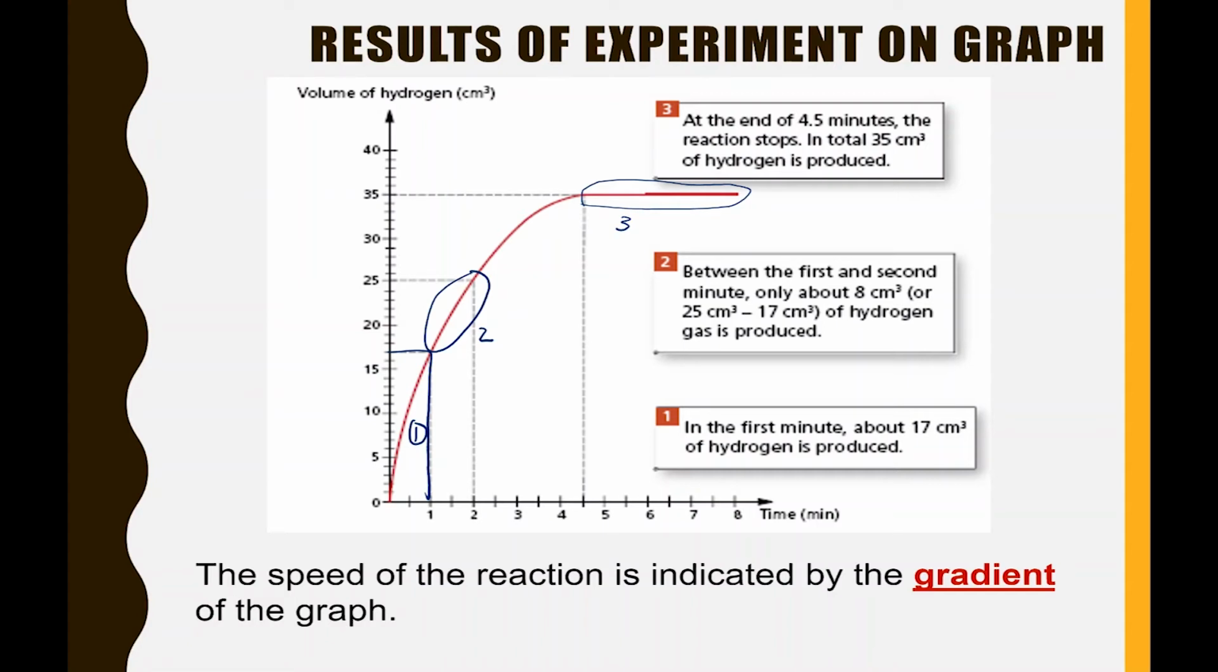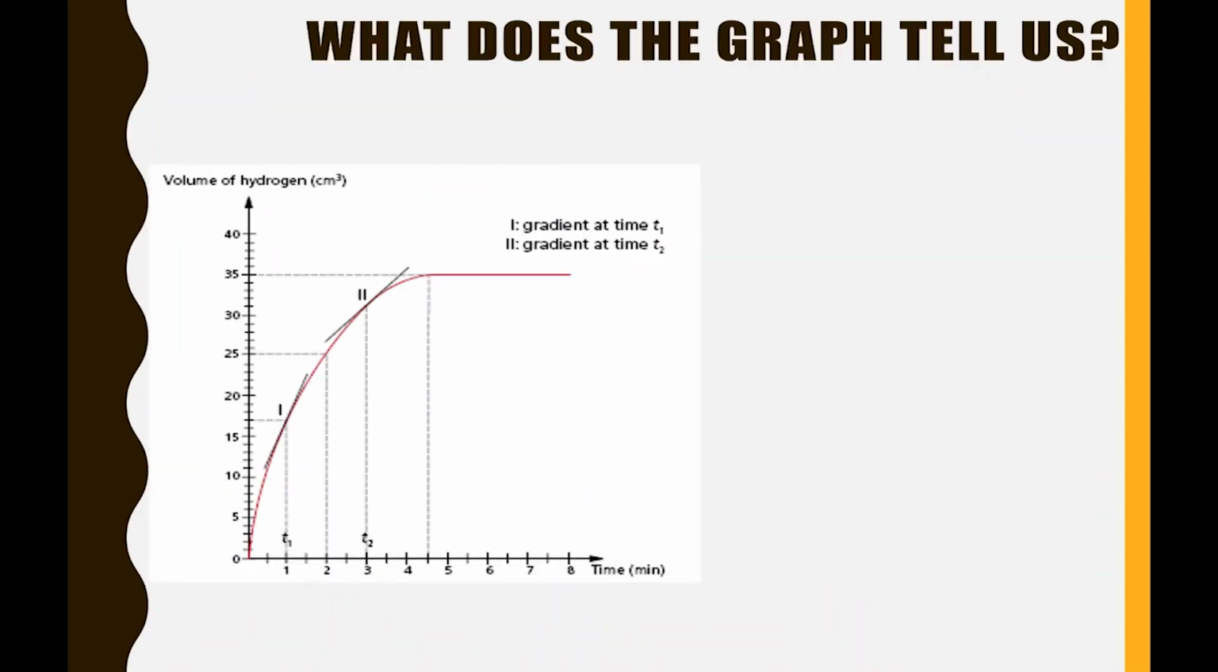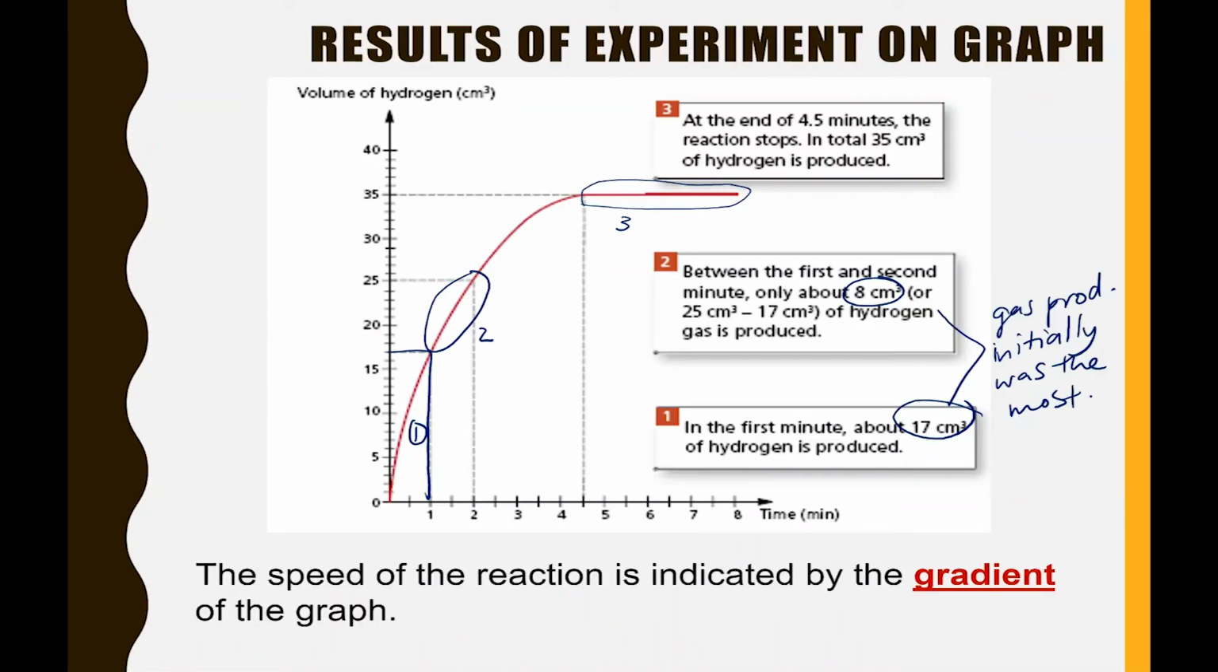In the first minute, about 17 cm³ of hydrogen gas was produced. Then if you look at the second segment, only 8 cm³ was produced. So what does it mean? It means that the gas produced initially was the most. Not the largest, the most. So how do I know?